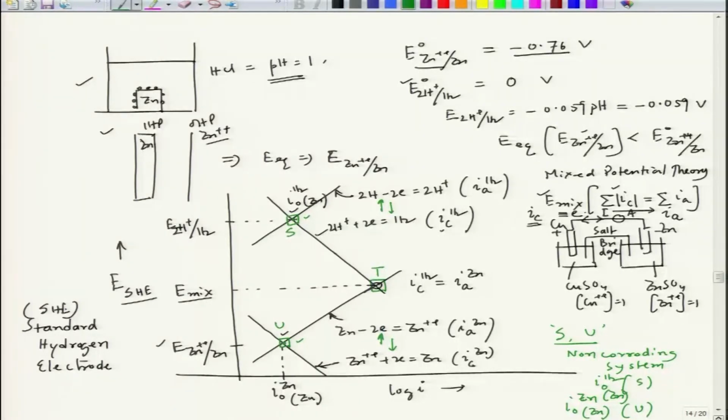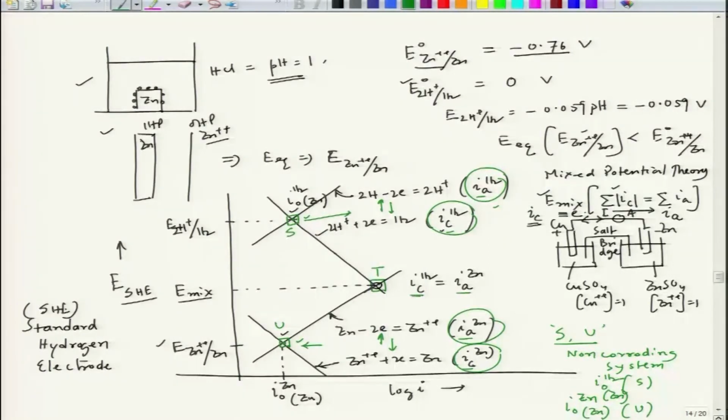At this point you see that IC and IA both are the same. Here also you see IC and IA are the same. Here also IC and IA are the same. These 2 values are the same at this point, but they correspond to the same species, zinc, zinc plus plus, and here it is H plus H2.